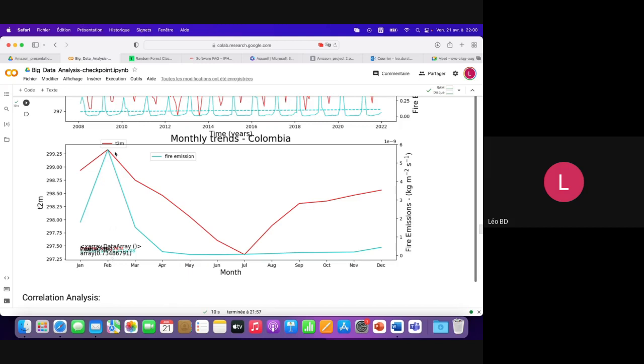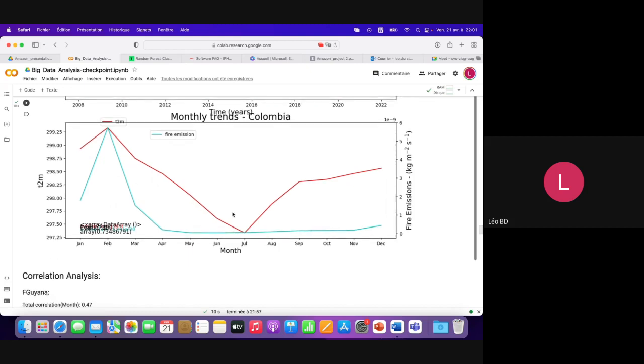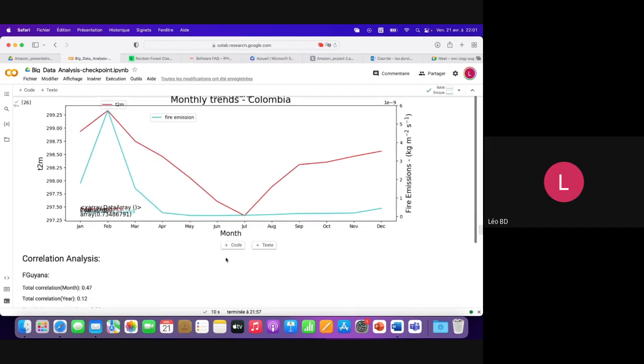So for example, in February, here in blue, we have high wildfire emissions, but also high temperature. And we see that both curves are kind of going around together. So when it's warm, there are high fire emissions, then it goes down from March to July, and then it goes up again for both curves. But of course, it's not as precise, and we have a good correlation, but it's not a correlation of 1, so it's not exactly correlated, which means there are other parameters. It's not just temperature, of course.